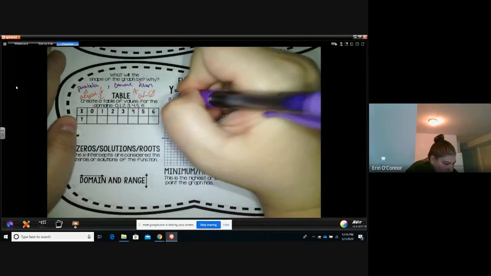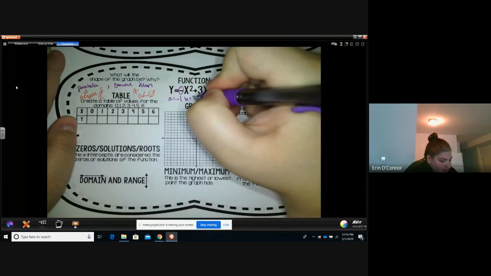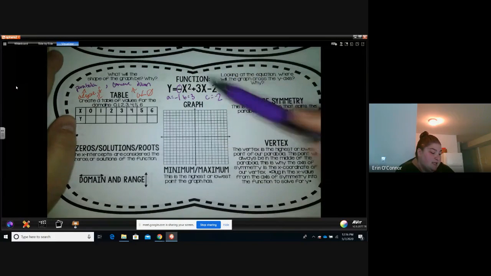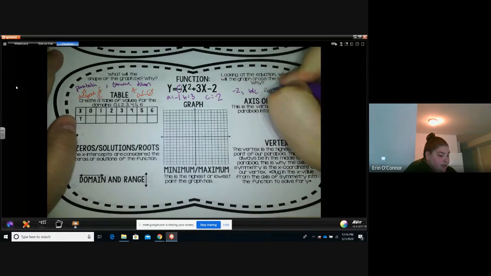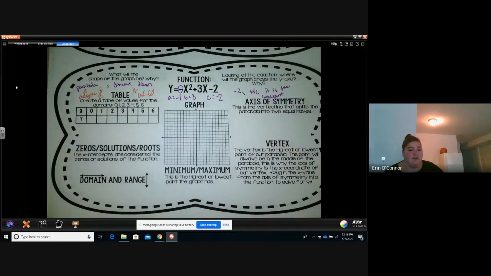Let's identify our A, B, and C right now. My A is -1, my B is 3, and my C is -2. So, looking at this equation, where will the graph cross the y-axis? At -2, because it is the constant, or C. You can just write constant, meaning it's the number by itself. That's what it means to be a constant. Now, we can create a table of values for the domains 0, 1, 2, 3, 4, 5, 6, meaning plug those numbers in.